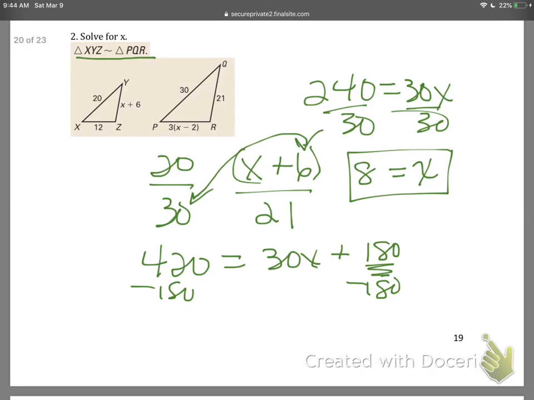So I've solved both of those now. I have agreed with the similarity statement, and I have found the correct x. I can now plug that in. If they said figure out all the sides, I know that that side is going to be 14. Plugging in the 8 here, 8 minus 2 is 6. That side would be 18. And now I have all the sides if they had asked me that question.